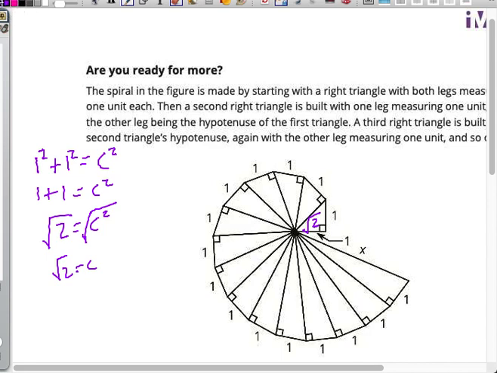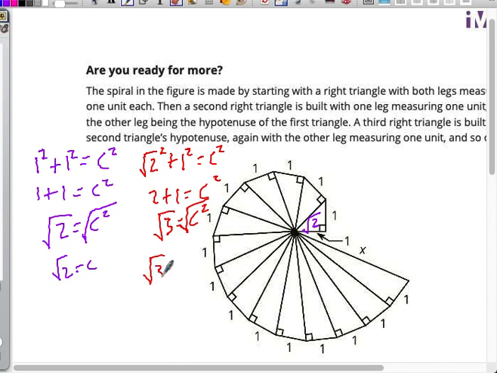Okay, now I need to find the next one. The square root of 2 is now this side length, and 1, and I need to find that hypotenuse. So it's the square root of 2 squared plus 1 squared equals c squared. You have to do that for every single one. Yes, we get to do this math all the way around the spiral. It's pretty easy once you get the hang of it. 2 squared is 2 plus 1 equals c squared. So 3 equals c squared. Take the square root. Square root of 3 equals c. So that one's going to be the square root of 3.